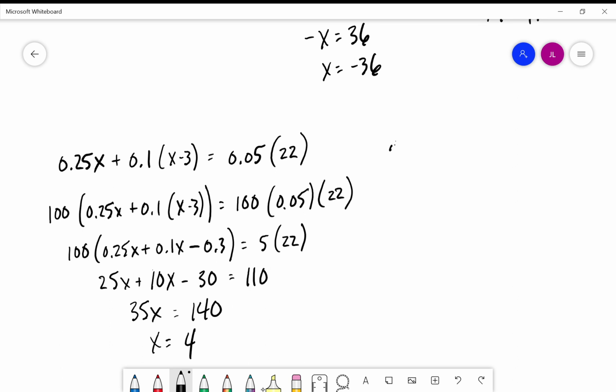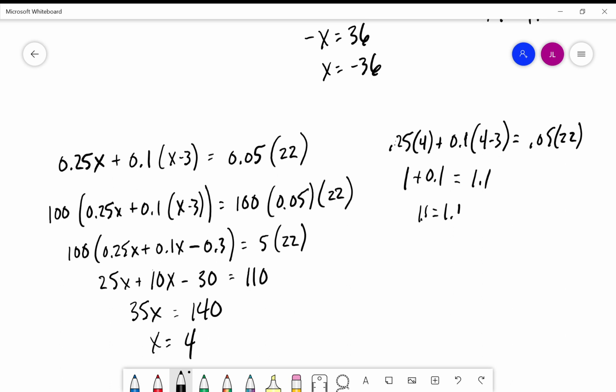And we can plug that in: 0.25 times 4 plus 0.1 times 4 minus 3 equals 0.05 times 22. So 0.25 times 4 is 1. 4 minus 3 is 1 times 0.1 is 0.1. And then 0.05 times 22 is 1.1. So we get 1.1 is equal to 1.1. This checks, we're good.